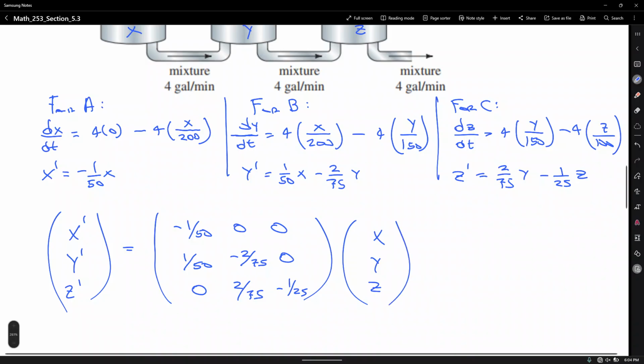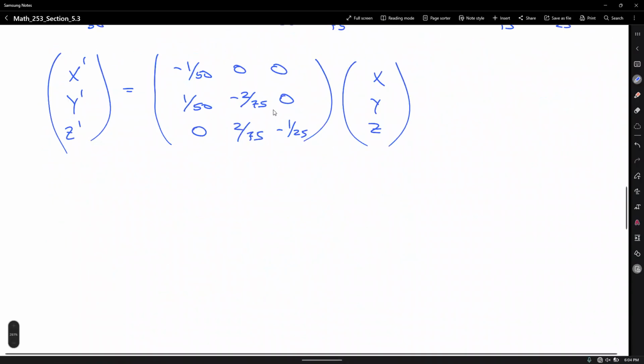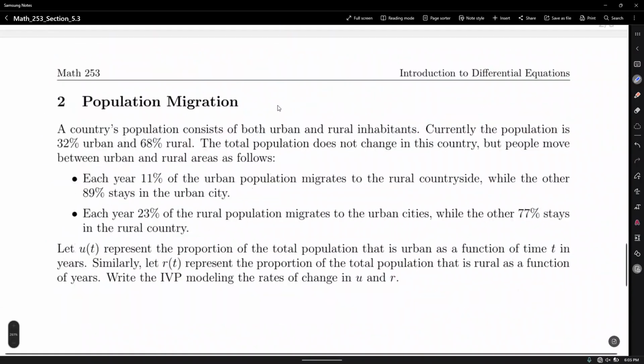Well, this is a 3 by 3. We didn't do any 3 by 3s, right? But actually, you could do it easily because it's a triangular matrix, right? It shouldn't be a big problem to get the eigenvalues for this one. All right. So let's move on to another example, and I believe that'll be the last example we do.